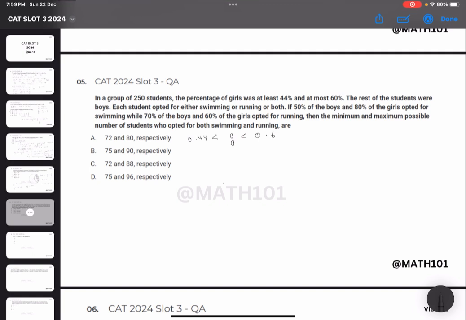Then the rest are boys. Opted for either swimming or both, so 50% of the boys. So for swimming, we have 0.5 into 250 into 1 minus G. Why? 0.5 is 50% of the boys, and the number of boys is 250 minus the number of girls. The number of girls is 250 times the fraction G. So 250 comes out common, and we get 250 into 1 minus G.